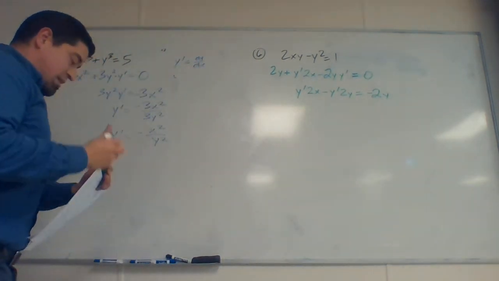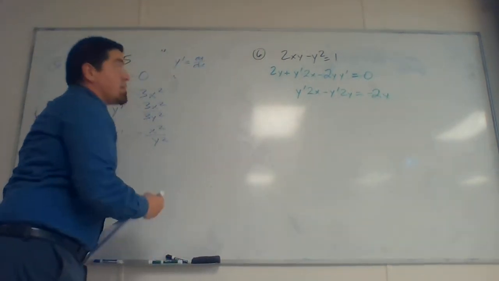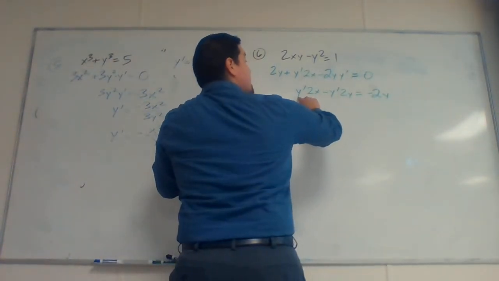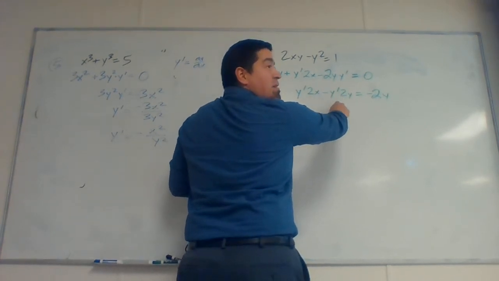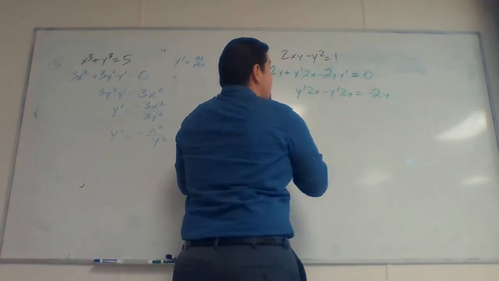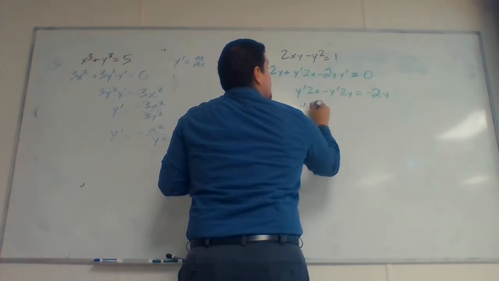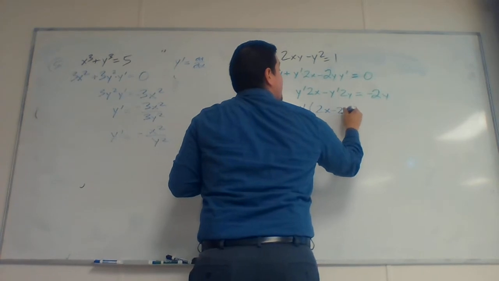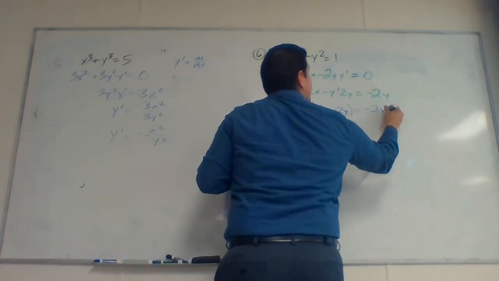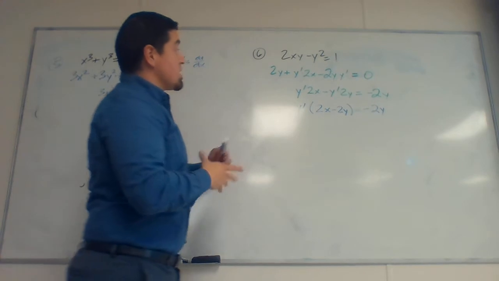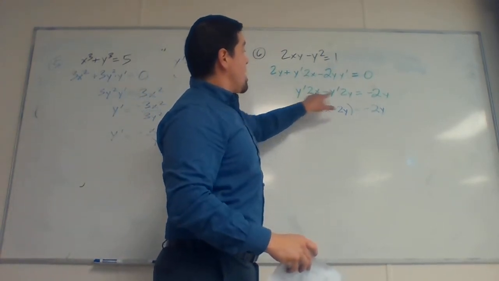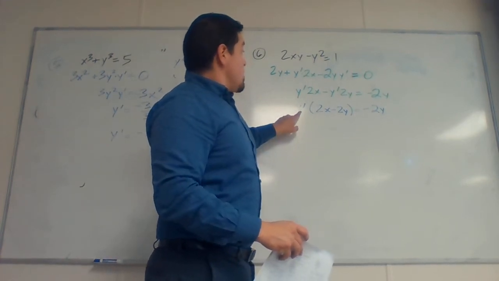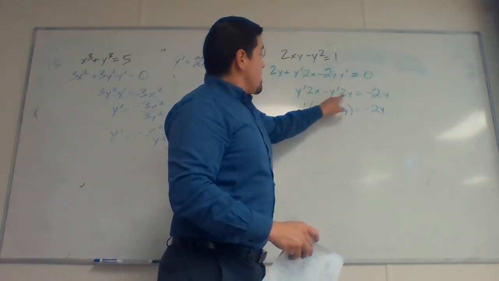Who remembers what's next? You can take out the y prime. Yes, notice that there's a y prime here and a y prime here, so we're going to factor out the y prime. What are we left with? 2x minus 2y equals negative 2y. Because there's a y prime here and a y prime here, I can factor it out, so now I'm left with 2x minus 2y inside.